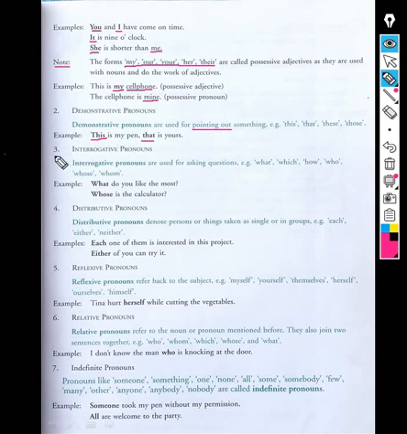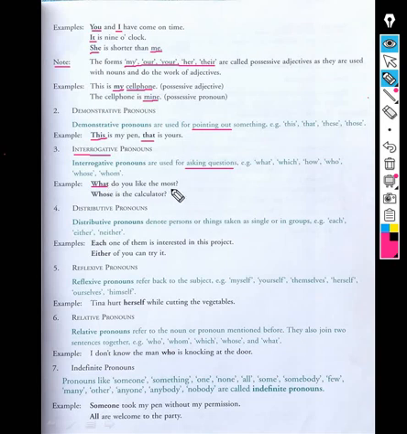Number 3. Interrogative pronoun. Interrogative means question. Interrogative pronouns are used for asking questions. When you ask questions and we use some specific words, those words are used in place of a noun. So they are called interrogative pronouns. For example, what, which, how, who, whose, whom. Example: What do you like the most? What is asking about a noun, the thing that you like the most.